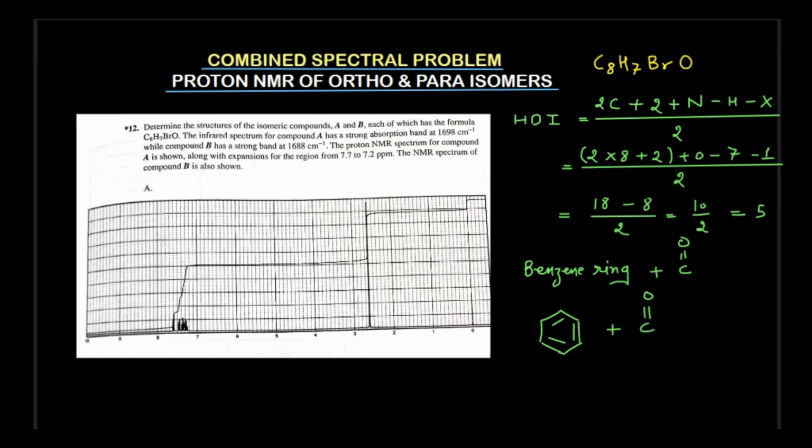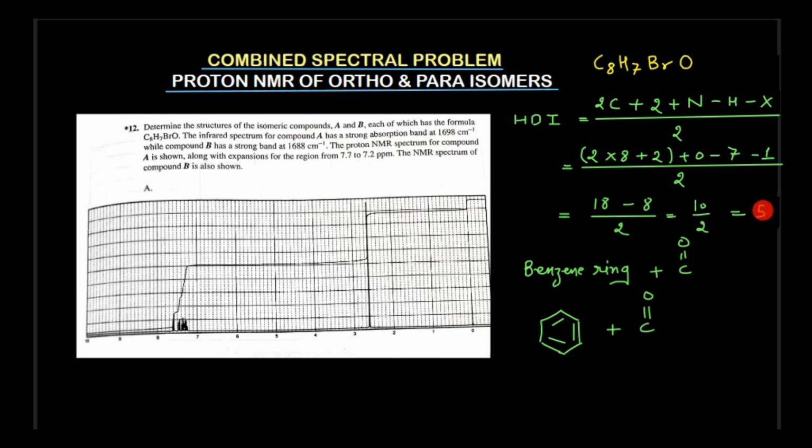So here the formula is 2C plus 2 plus N minus H minus X over 2, where C is the number of carbon atoms. So 2 times 8, right? And then plus 2, and then plus 0 because no nitrogen is present here, minus 7, which are the hydrogens, and then minus 1 divided by 2. Minus 1 is for the halogen which is present here. And if you solve this, you will have a hydrogen deficiency index of 5.